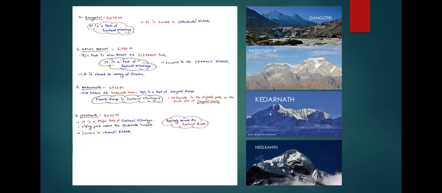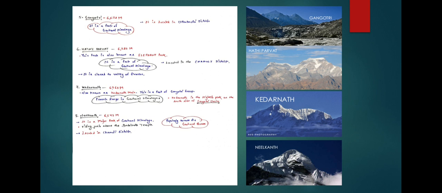Here the fifth one is the Gangotri region, which is a part of the Himalaya. Gangotri peak is situated in Uttarkashi district of Uttarakhand, and it is a part of the Gangotri group. You will see many peaks here. Kedarnath is also part of the Gangotri group, and it is part of the Garhwal Himalayas. Kedarnath is the highest peak on the southern side of the Gangotri glacier.